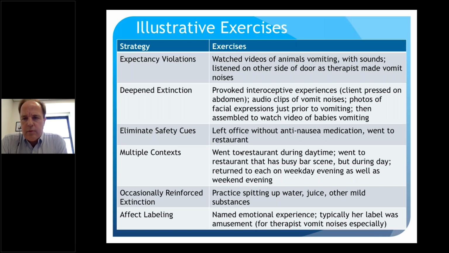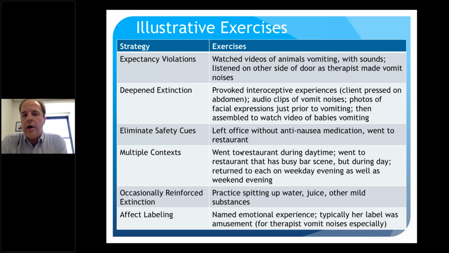Then what we did was we had some things where she listened on the other side of the door as I made vomiting noises. At my office, for example, and many of you may have a scenario that's comparable to this that would permit you to do this. There's a private single bathroom. I was able to lock the door. She stood on the other side, and I made vomit noises.